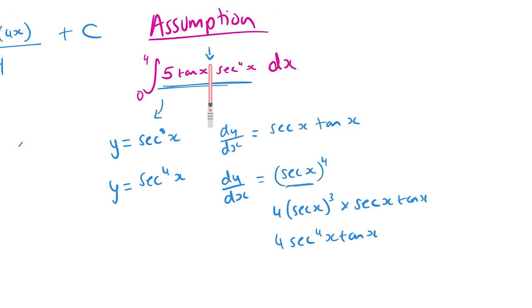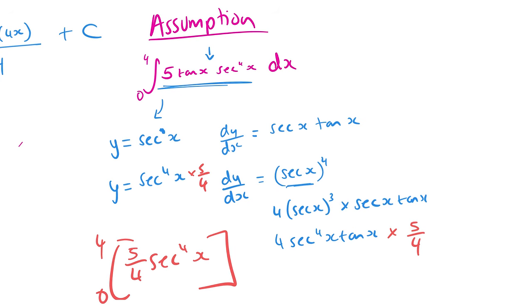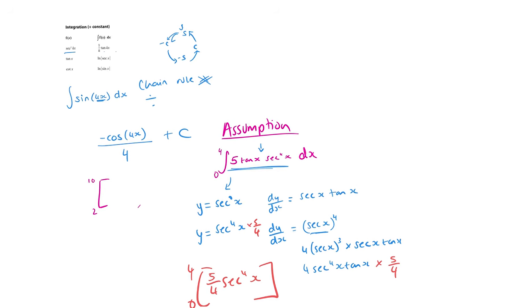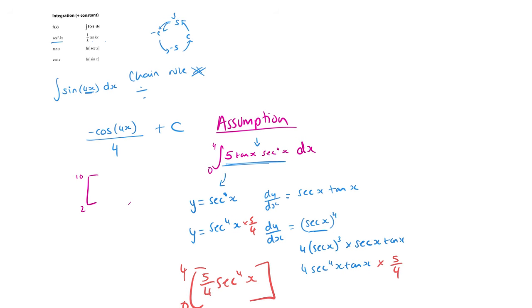Now I can see, so this is what my y needs to be, apart from the fact that I want 5, I've currently got 4. So what do I need to do? I need to multiply this by 5/4. So actually that means my y is going to be multiplied by 5/4. So when I then integrate it, I'm going to get 5 over 4 sec to the power of 4 of x in between 4 and 0. This is assumption. It's like working backwards, okay? It's practically differentiation.